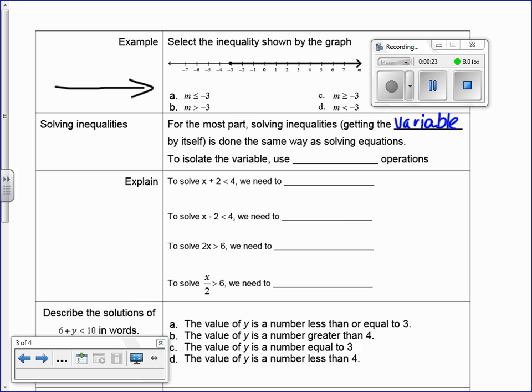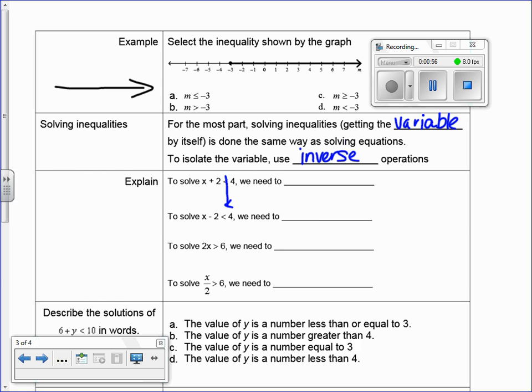To isolate the variable, use inverse operations. Like we said, inverse means opposite. The opposite of add is subtract, the opposite of multiply is divide. So in order to solve this inequality, x plus 2 less than 4, we all know our first step, and it's not changing: I'm going to draw this line. Because that's a less than symbol, I'm going to bring a less than symbol down to the end.